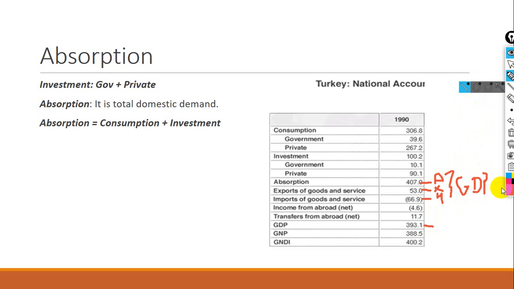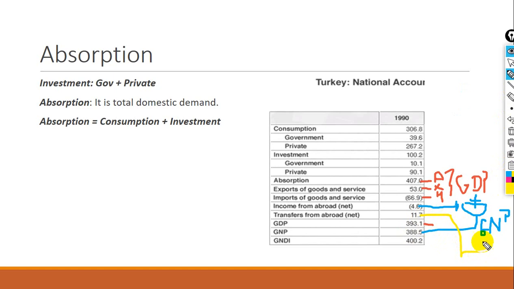And then we are going to add income from abroad to GDP to find GNP. And then we are going to add transfers from abroad to GNP to find GNDI.